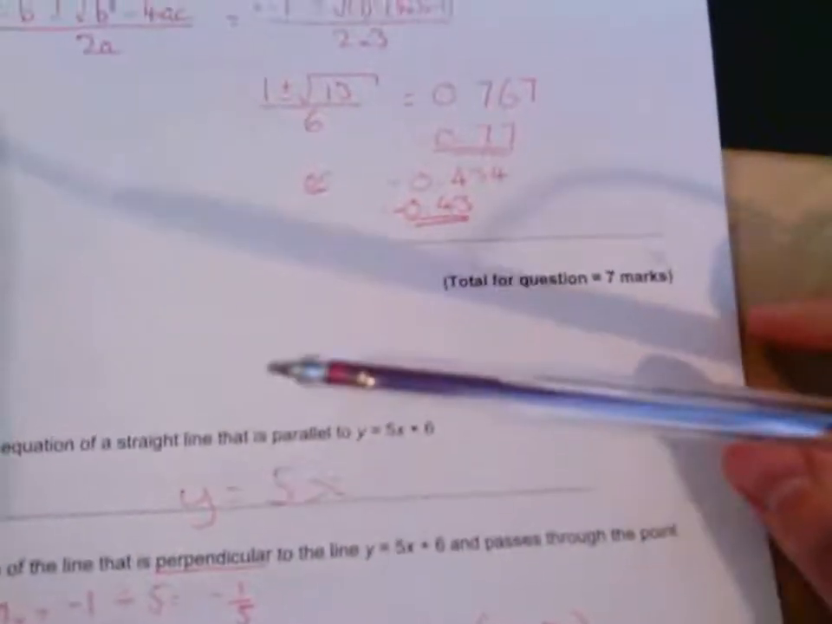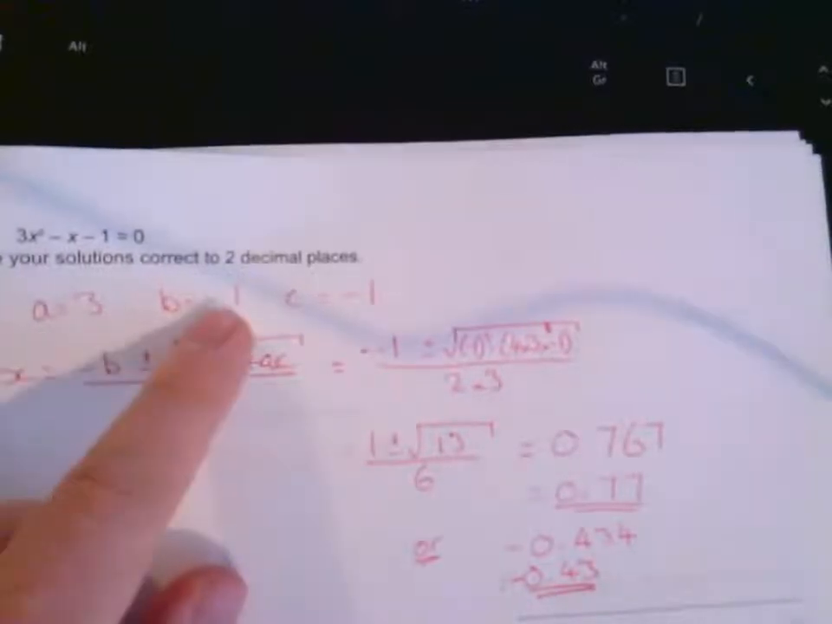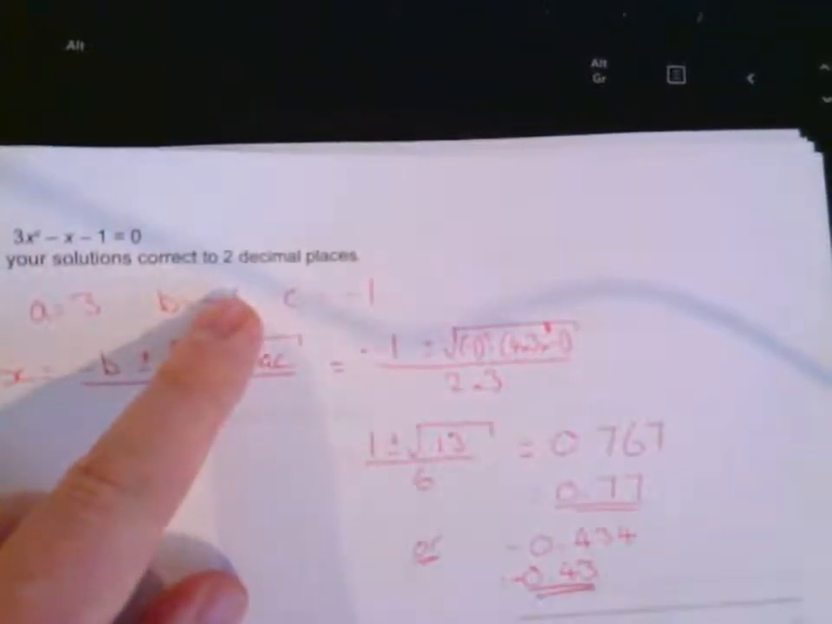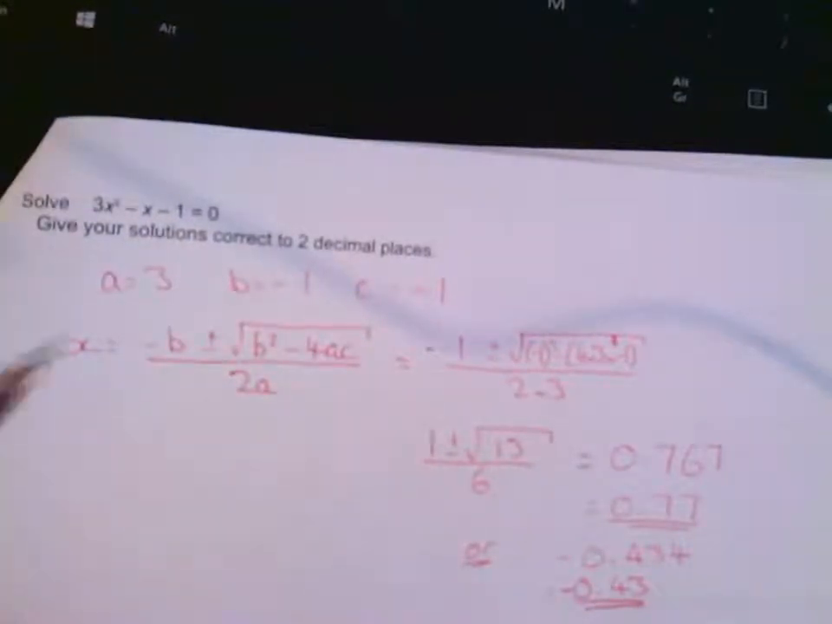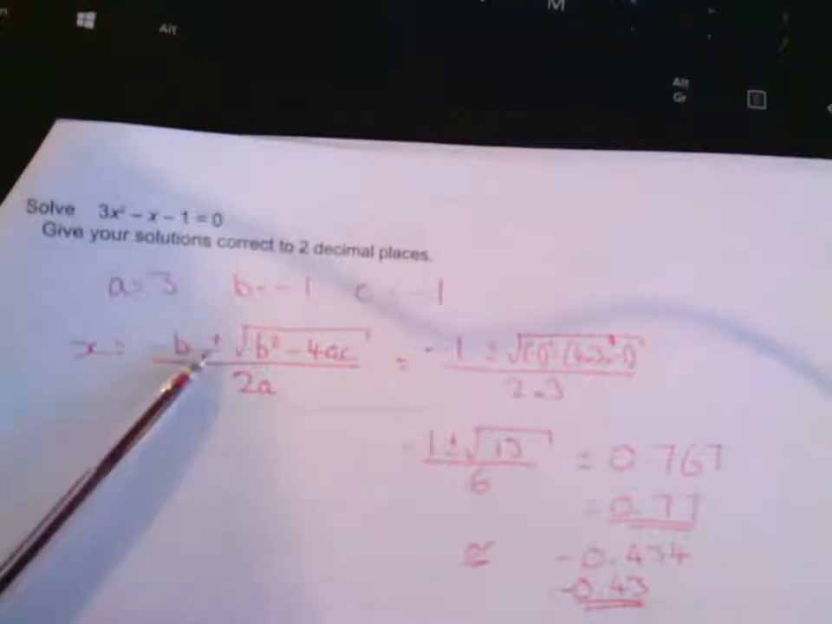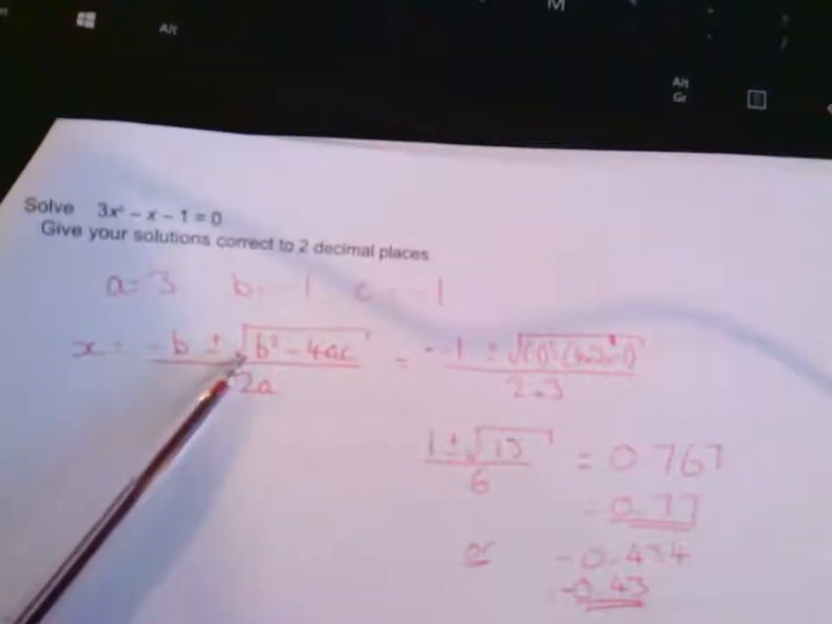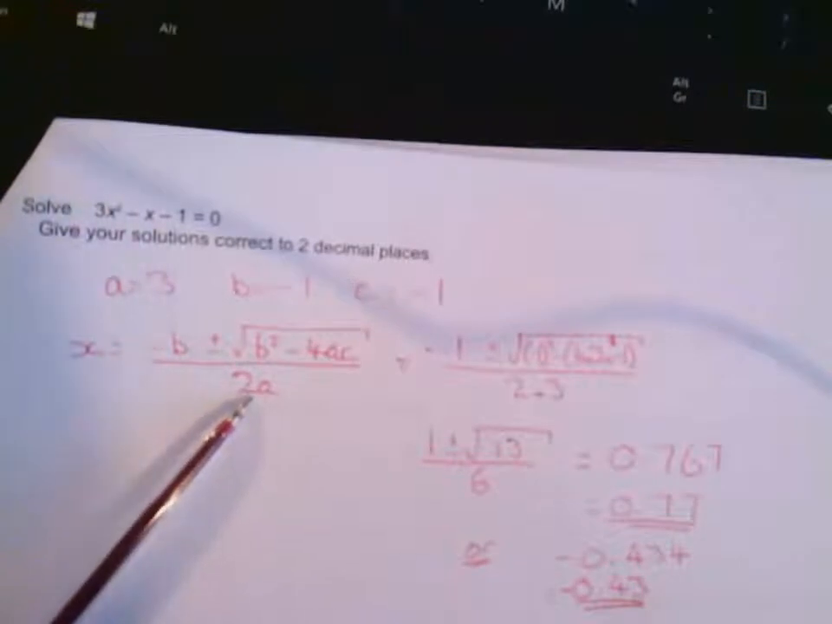Question 12, you are asked to find the solutions to an equation of 3x squared minus x minus 1. When it tells you to find it to 2 decimal places, it's giving you a massive clue that you're going to use the quadratic formula. Okay, and the quadratic formula you should start to be memorizing by now is minus b plus or minus the square root of b squared minus 4ac, where all of that is divided by 2a.